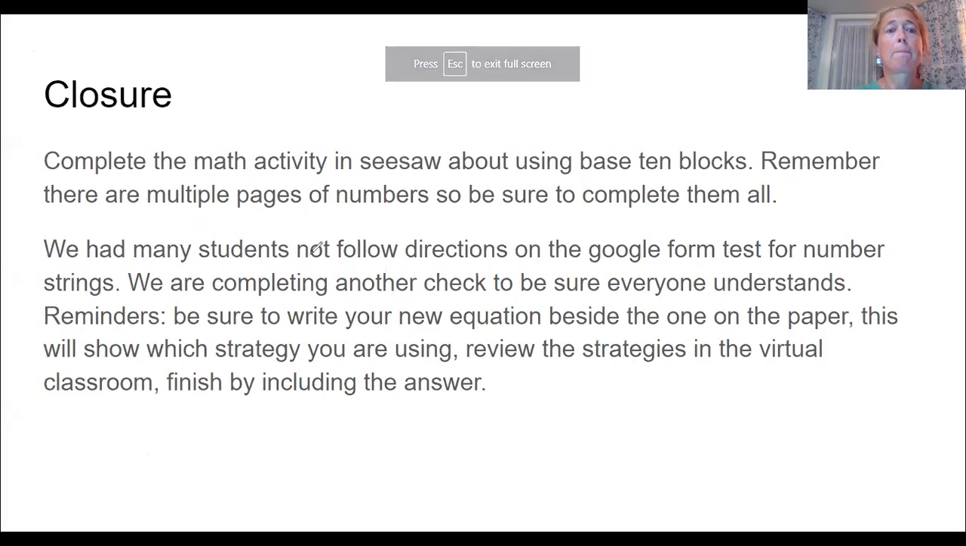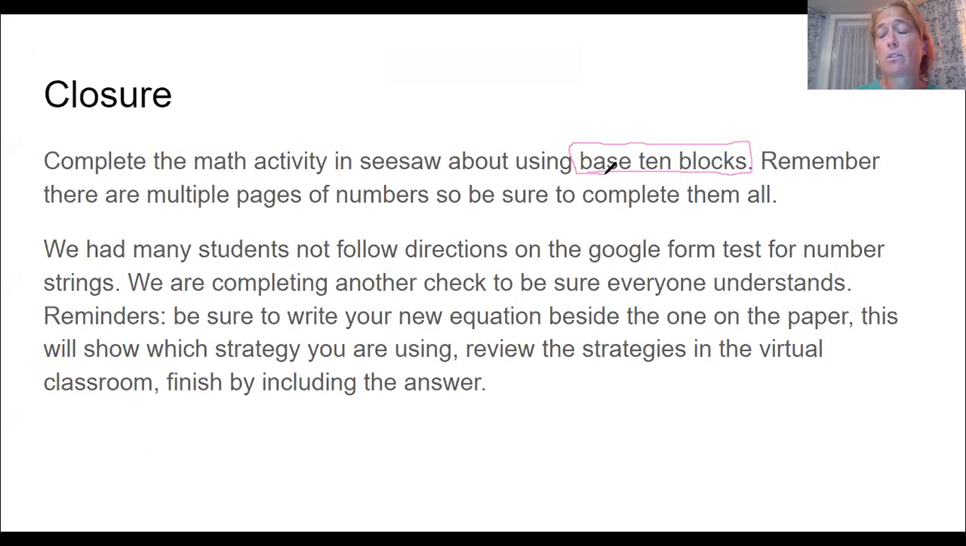Okay, so today in Seesaw, you're going to have two assignments. One is part of your playlist. The other is an assessment. So you're going to complete the math activity in Seesaw about using base 10 blocks. It's called base 10 blocks. So that's what you're looking for in Seesaw.